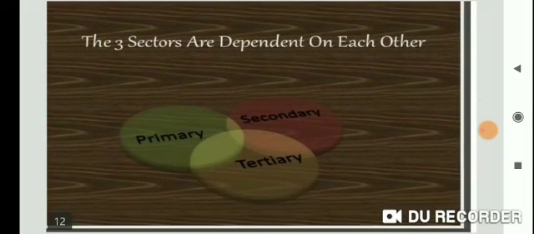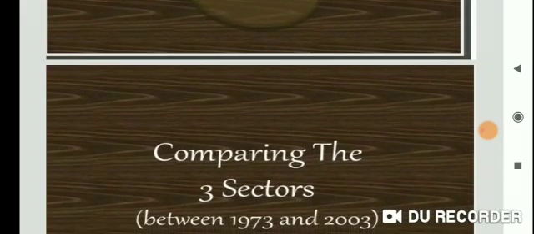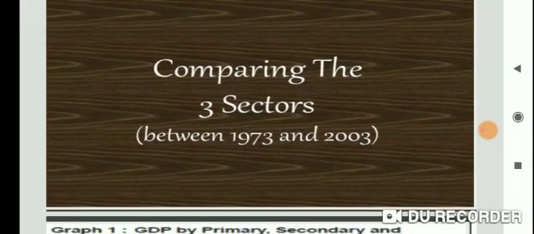Now students, the three sectors are dependent on each other: first primary, secondary, and tertiary. Now comparing the three sectors between 1973 and 2003.